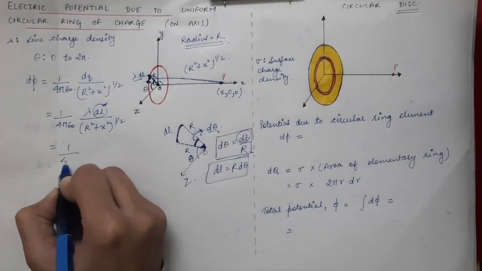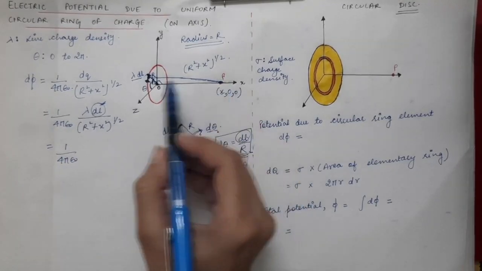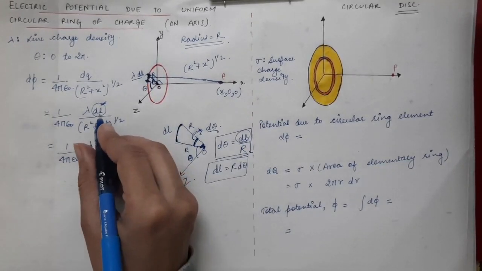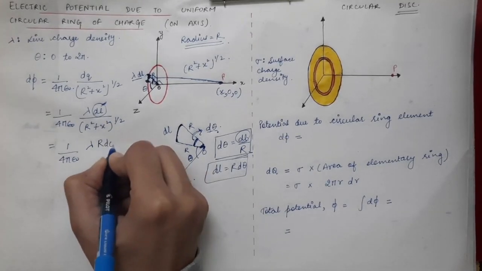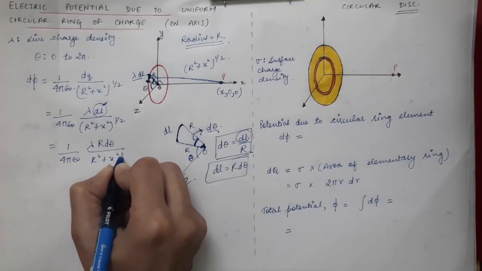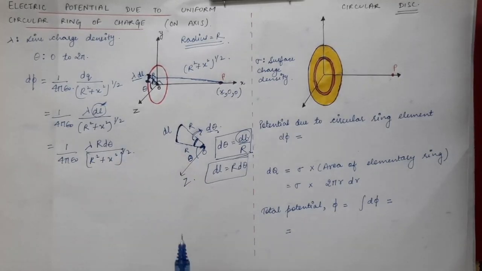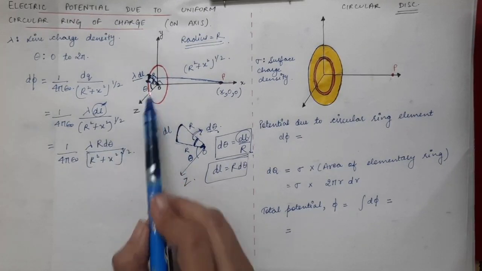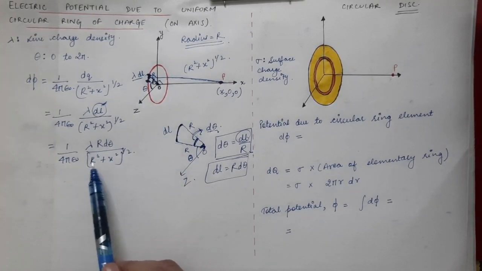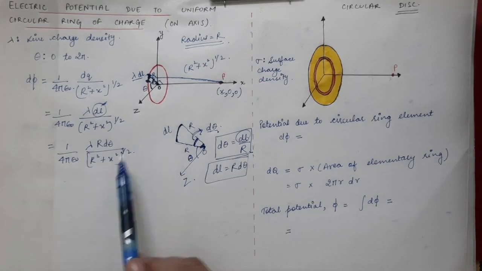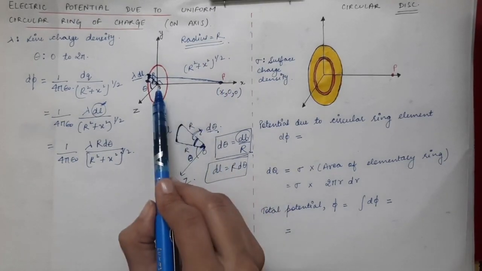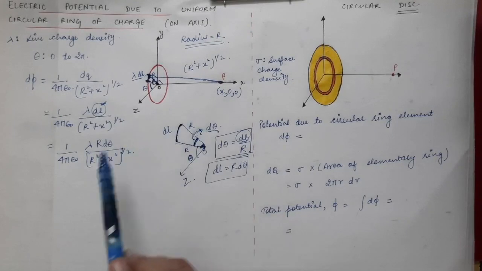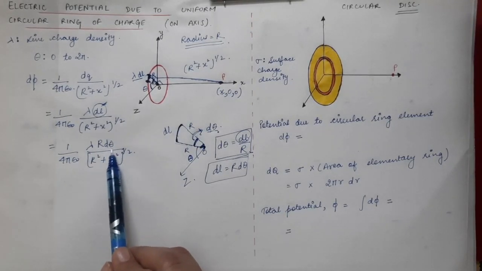So potential at point P due to this small length element will be equal to 1 by 4 pi epsilon naught lambda into, instead of dl we will write r d theta, divided by r square plus x square whole power 1 by 2. Now keep in mind that lambda is constant, capital R, the radius of the circular ring, is constant, 4 pi epsilon naught is constant, and x is the distance of the observation point from the center of the circular ring, and this will always be constant. So the only variable in this expression is theta. So here we have d theta.